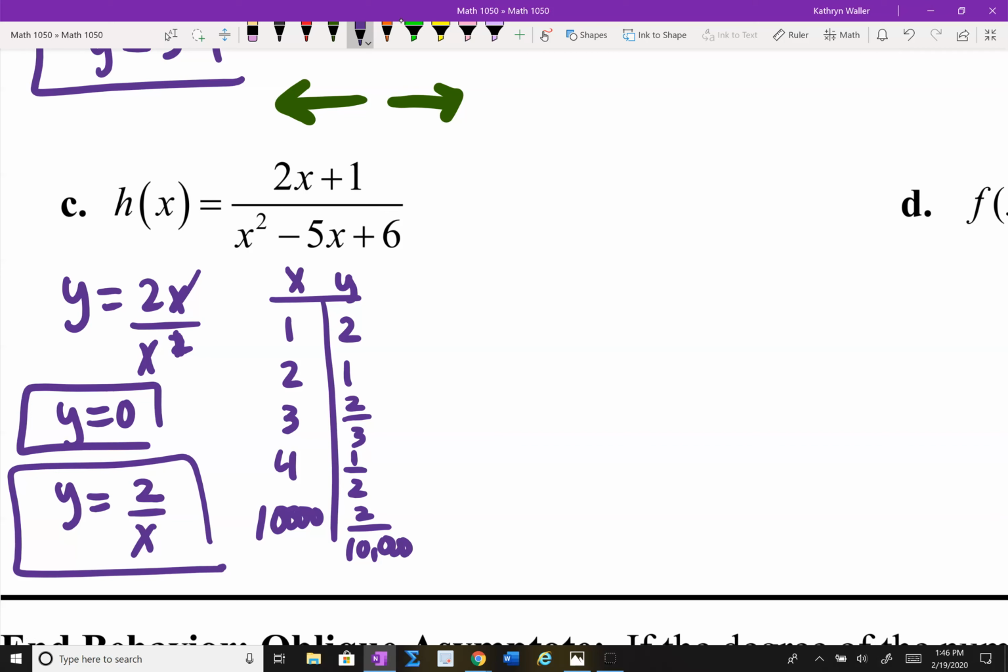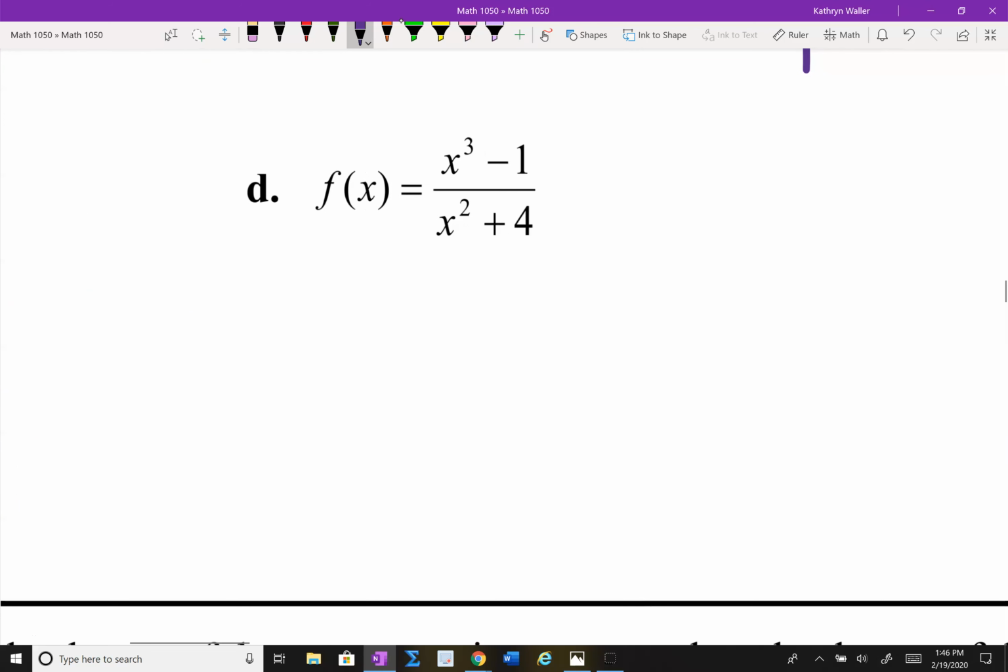As the x gets big, the y's get closer and closer and closer to, tell me, 0. That's why it's y equals 0. So if the bottom's bigger, it approaches 0. That's your answer. Okay? All right, let's move to D.